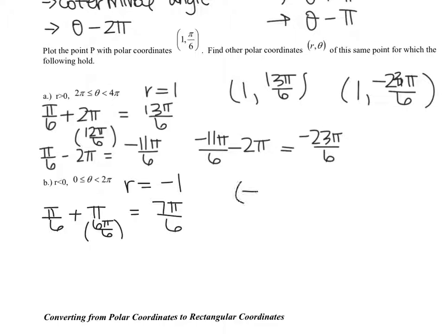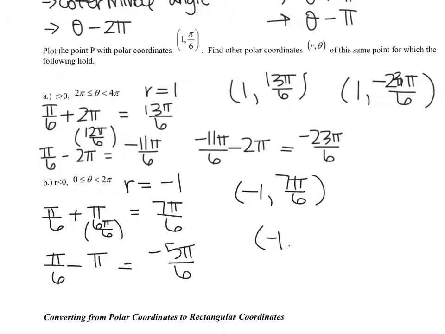So we have the point (negative 1, 7 pi over 6). And if we take pi over 6 and we subtract pi, we end up with negative 5 pi over 6. So we have another point, (negative 1, negative 5 pi over 6).